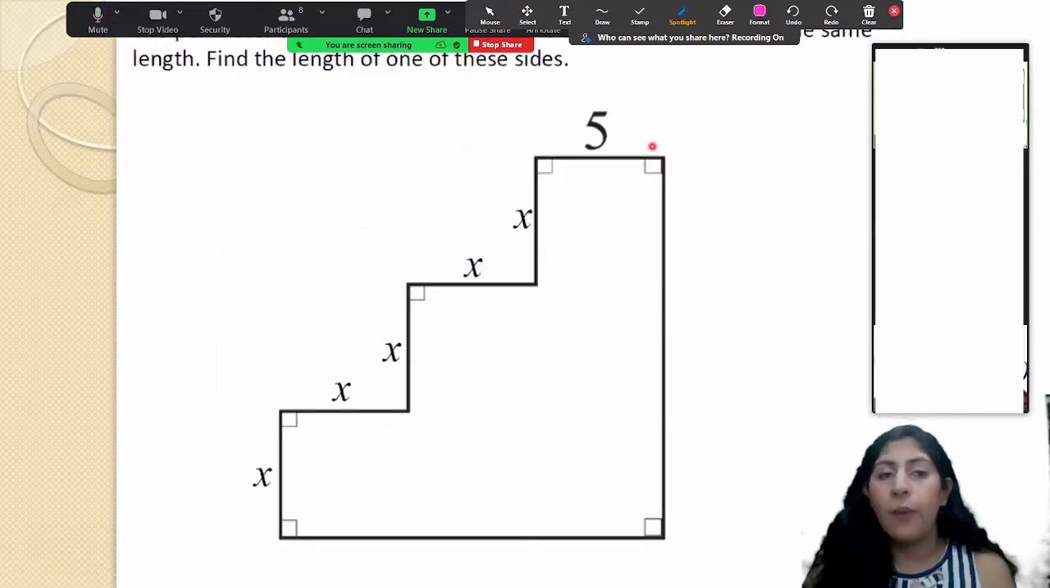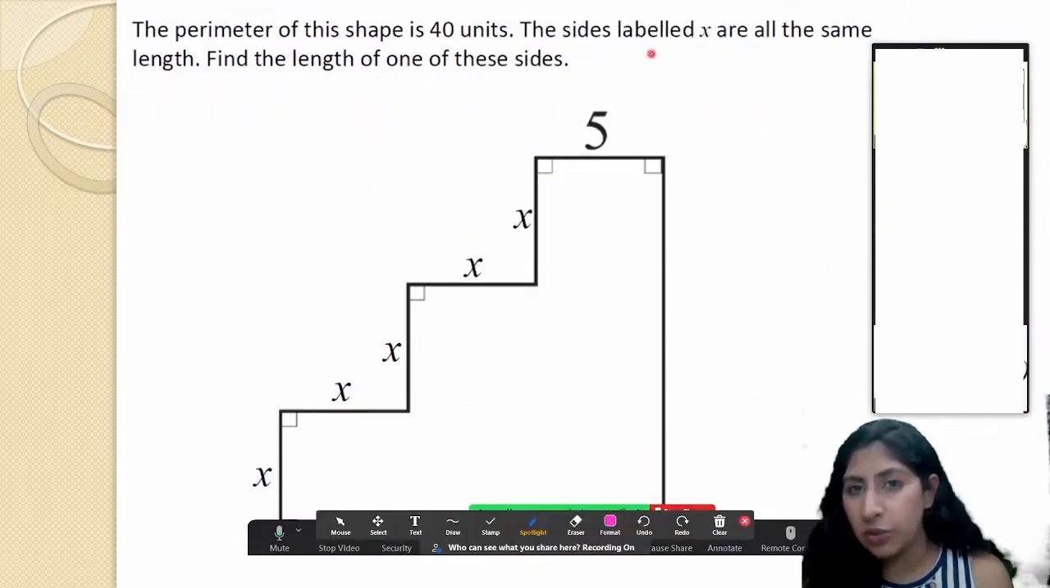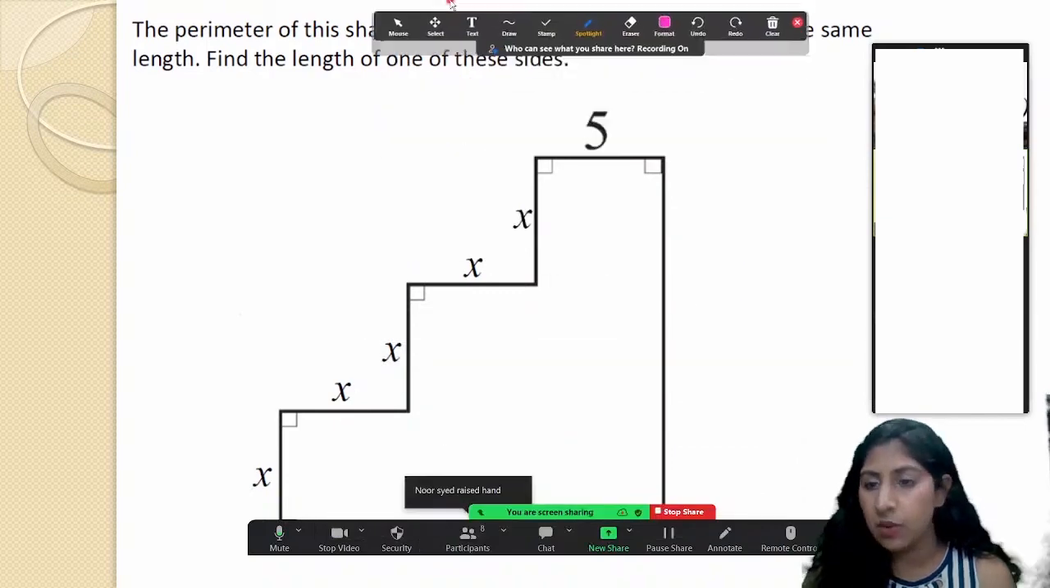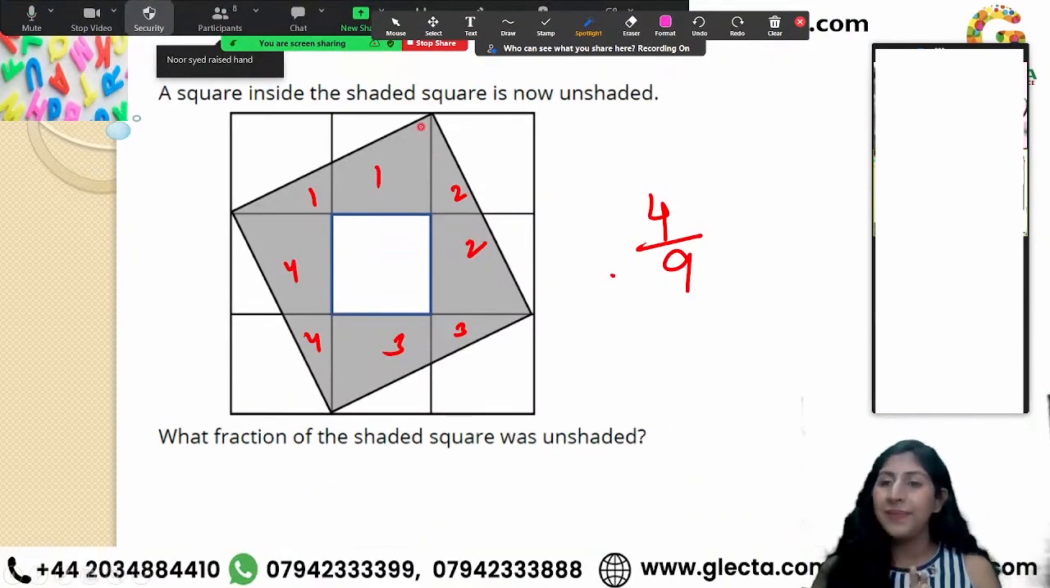All right. Now, coming to the next one, the perimeter of this shape is 40 units. The sides are labeled X centimeters. Okay, yes, dear, you're raising your hand. Any problem with this question? Yeah.